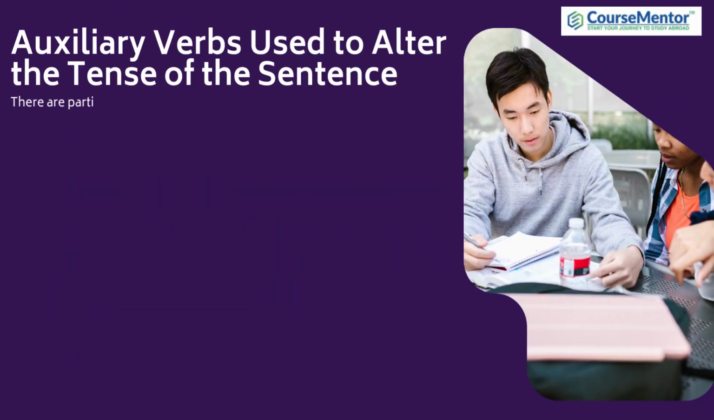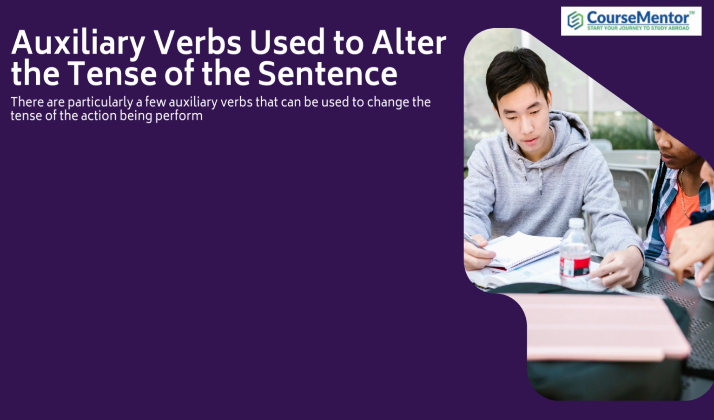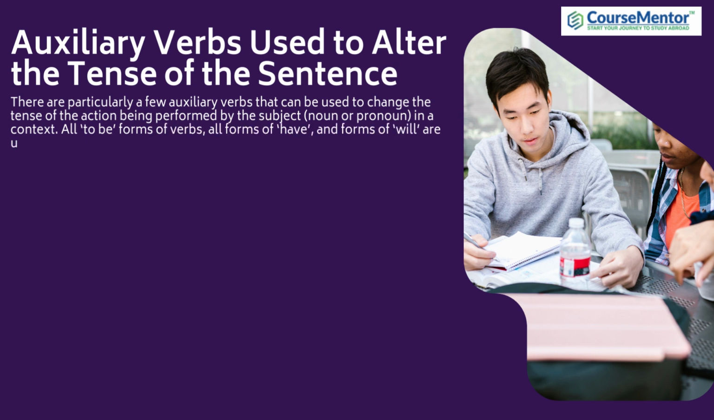Auxiliary verbs used to alter the tense of the sentence. There are particularly a few auxiliary verbs that can be used to change the tense of the action being performed by the subject, noun or pronoun, in a context. All forms of to be, all forms of have, and forms of will are used to denote different tenses.